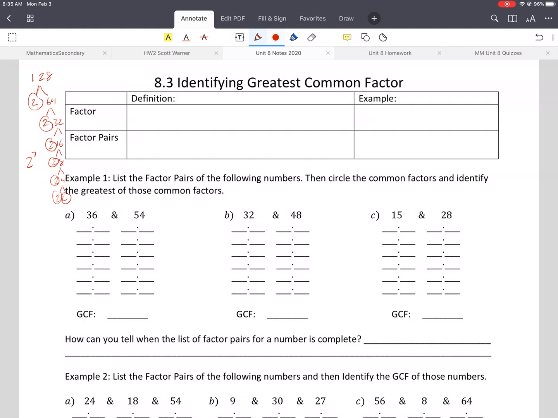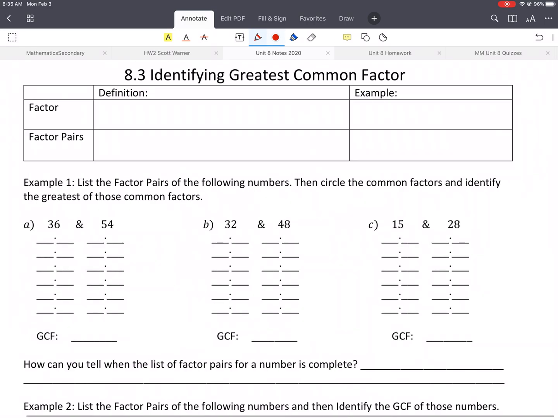Yeah, so we talked about those prime factorizations. Today we're just going to be talking about the greatest common factor, which we'll still be using factors. Let's talk about what a factor is. A factor is something that can go into a number.